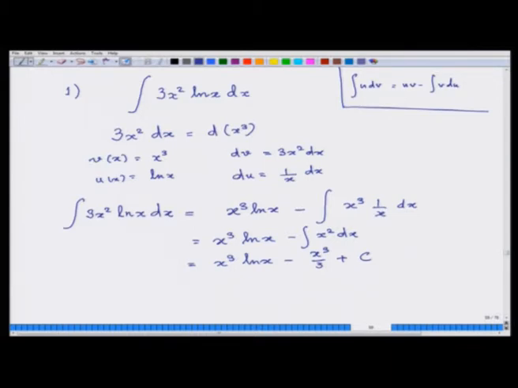Now, do you believe that this result is correct? If you do not believe it, okay, let us take f of x to be x cube ln x minus x cube by 3 plus c. So, take the derivative of this. This is a product form. So, you have 3x square ln x plus 1 by x times x cube, minus x square, because it will be 3x square by 3. So, this will give you 3x square ln x, and voila, this is the integrand, and hence I have done the correct thing. This is the correct one.